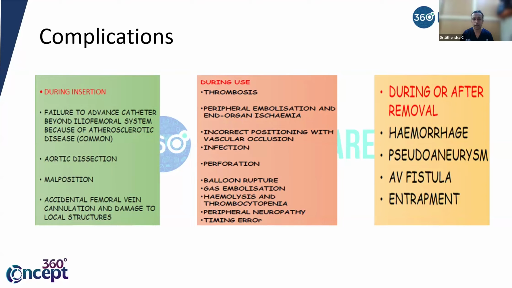Peripheral neuropathy can happen, and timing error. I told you when you're using it, timing error can happen anytime. So always check. How do you check? If the patient is on 1:1, change to 1:2, check the timing, and again change back to 1:1.